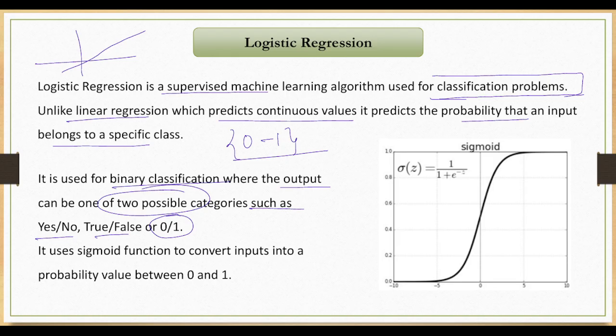And to find this value, we use the sigmoid function. We use the sigmoid function to convert inputs into a probability value between 0 and 1. So for that, we use this sigmoid function as mentioned here. If you see this value, this will always predict a value from 0 to 1. So it always ranges from 0 to 1. This is the sigmoid function.